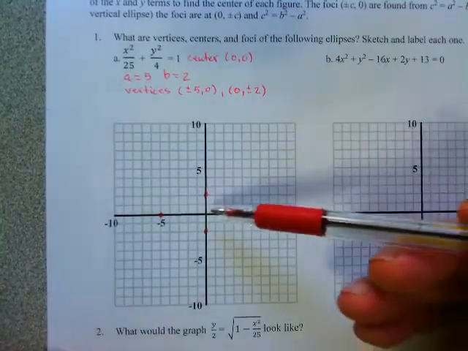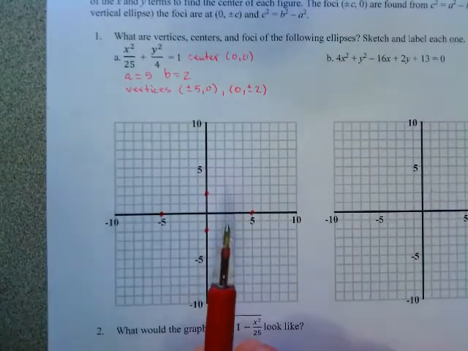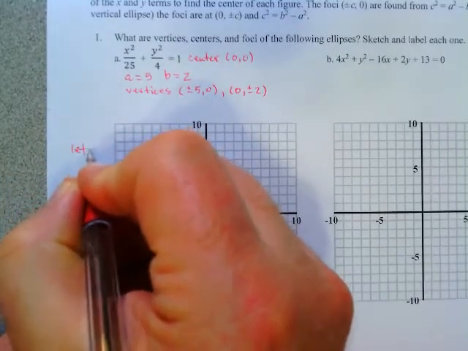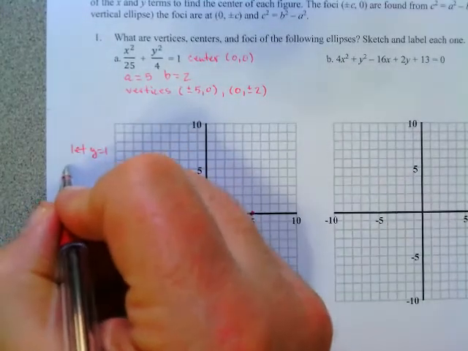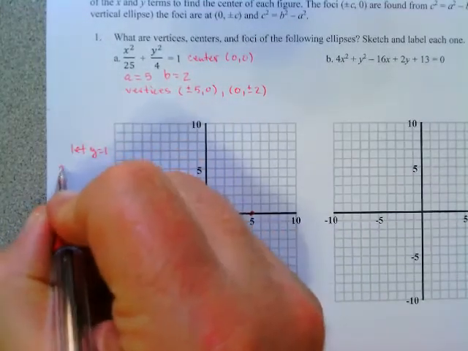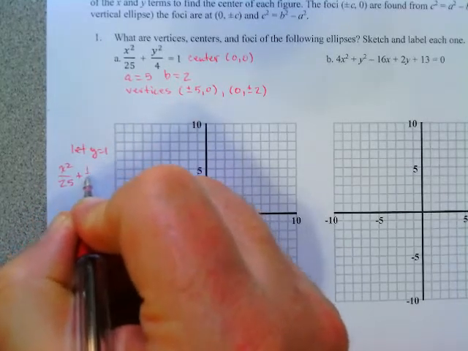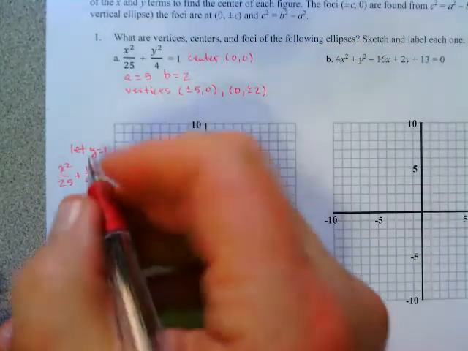Since this only goes up and down to 2, let's go ahead and pick halfway between that. So we're going to let y equal 1. So that means we will have x squared over 25 plus 1/4, because it's 1 over 4. 1 squared is just 1.